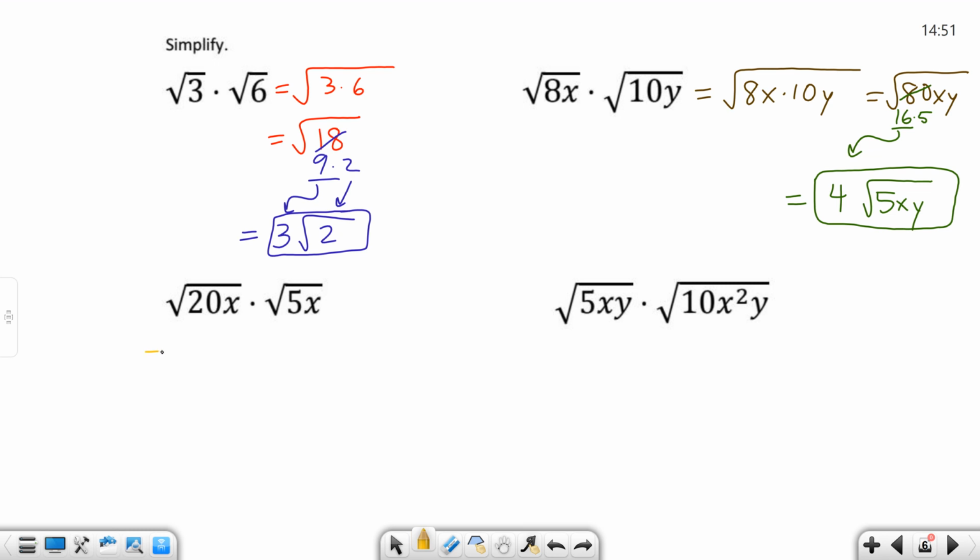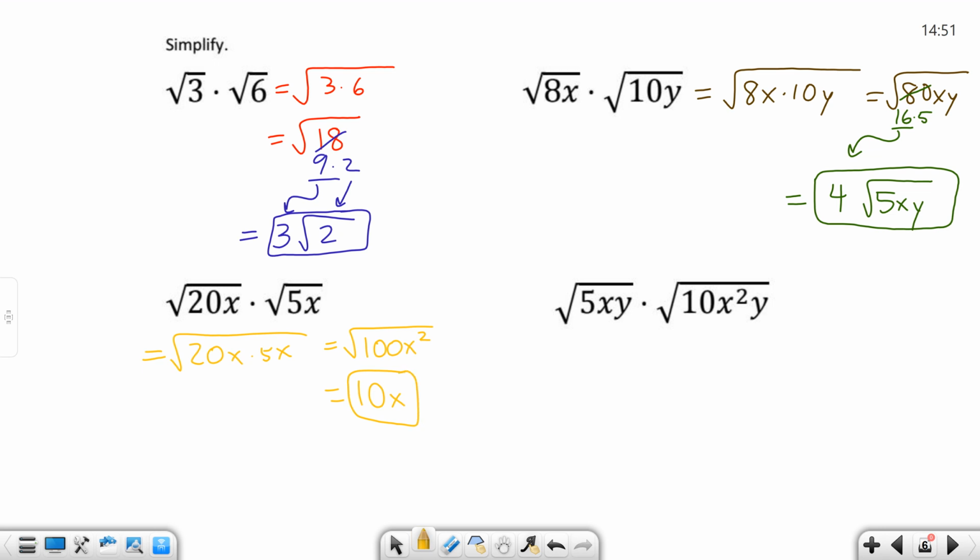So here I'm going to say this is the square root of 20x times 5x, which is the square root of 100x squared, right? 20 times 5 is 100, x times x. We add the exponents of 1 and 1 and get x squared. So then the square root of 100x squared: is 100 a perfect square? Yes, indeed it is, right? So this is going to be 10x, and 2 goes into 2 one time with none left over. So here, this was a perfect square all around.